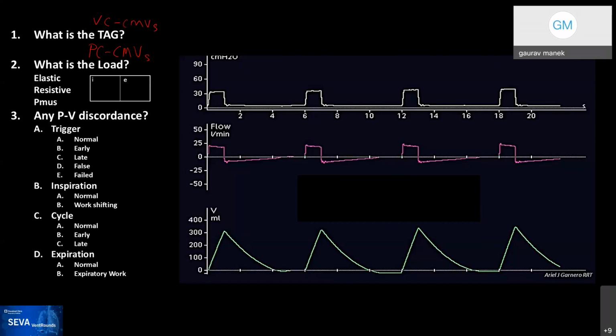With regards to the load, I want to say it's resistive. I'm going with a resistive load on inspiration. Okay, and expiration too. It takes a long time to return to baseline. Okay. I don't particularly see any PV discordance in the 4 breaths that are here. So normal trigger. Yep, exactly. I don't know how to explain the negative volume there on the second breath.